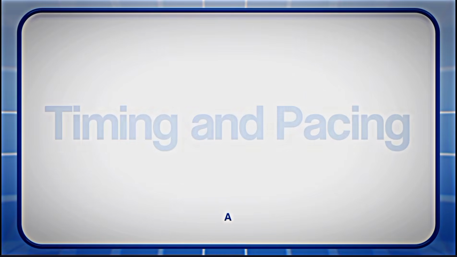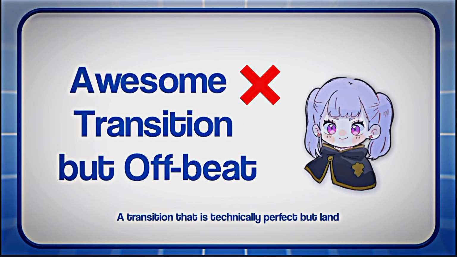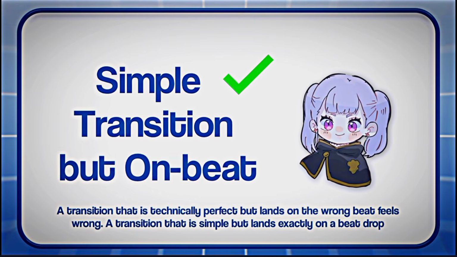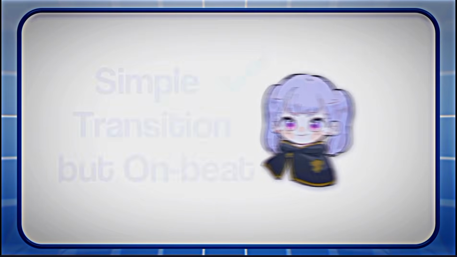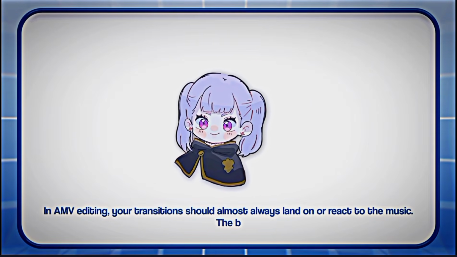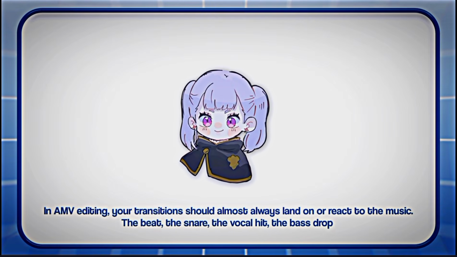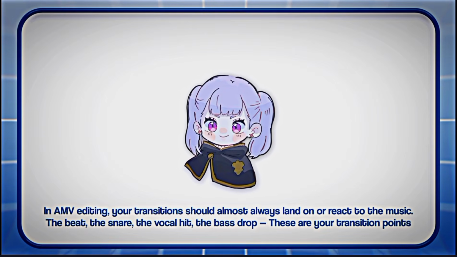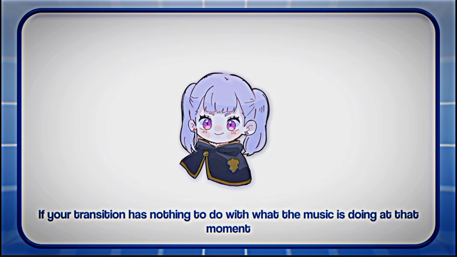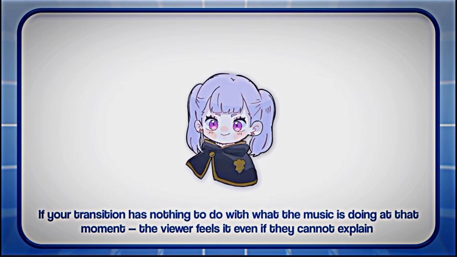Timing and pacing. A transition that is technically perfect but lands on the wrong beat feels wrong. A transition that is simple but lands exactly on a beat drop feels incredible. In AMV editing, your transition should almost always land on or react to the music. The beat, the snare, the vocal hit, the bass drop, these are your transition points. If your transition has nothing to do with what the music is doing at that moment, the viewer feels it, even if they cannot explain why.